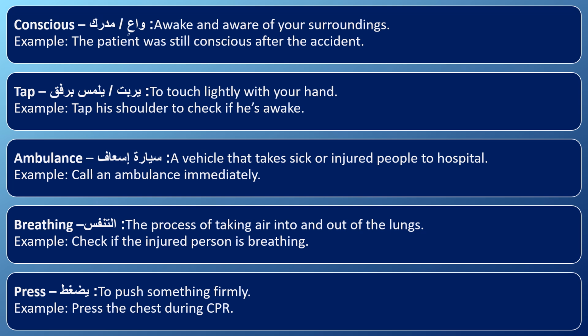Ambulance: a vehicle that takes sick or injured people to hospital. Example: call an ambulance immediately. Breathing: the process of taking air into and out of the lungs. Example: check if the injured person is breathing. Press: to push something firmly. Example: press the chest during CPR.